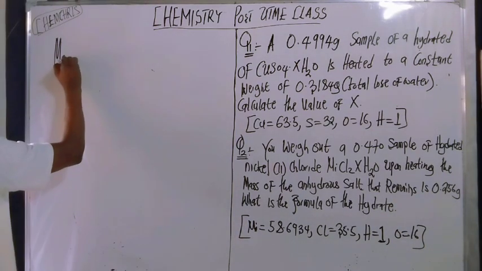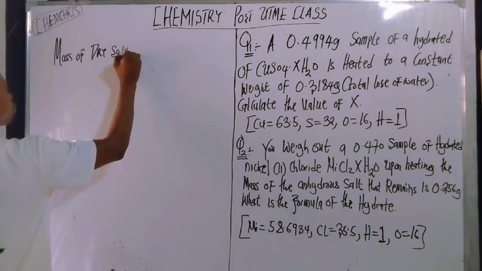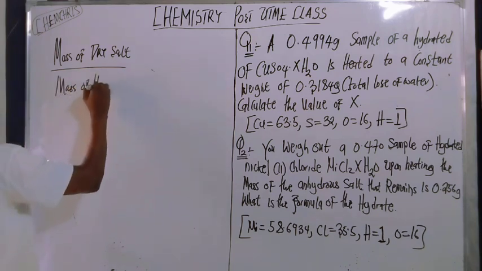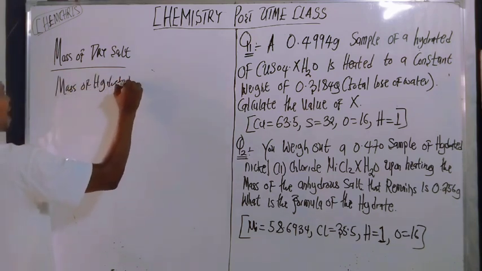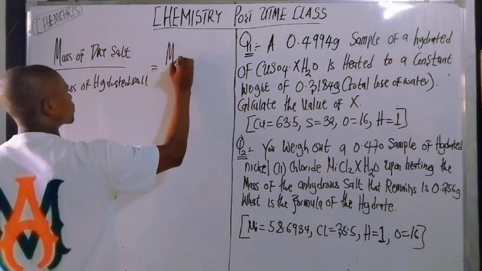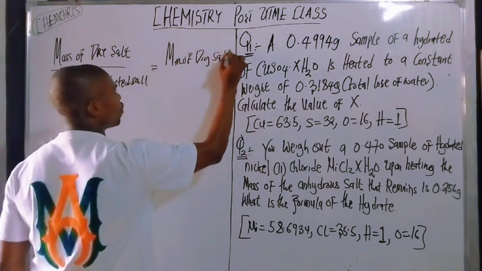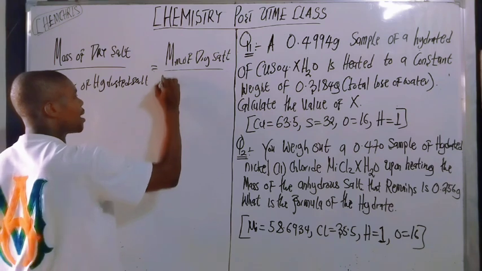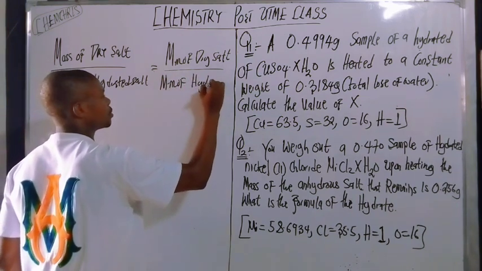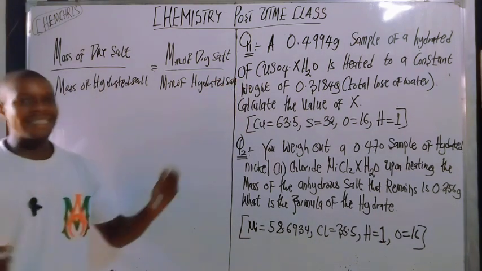The formula you can use is: mass of dry salt over mass of hydrated salt equals molar mass of dry salt over molar mass of hydrated salt. Do you understand? So this is the easiest formula I can use.